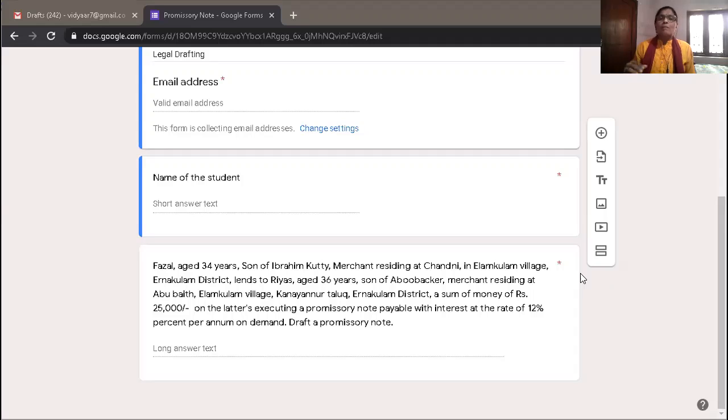So, promissory note payable with interest at the rate of 12% per annum on demand. Draft a promissory note. So we understand the facts. It is nothing but one person is borrowing money from the other person.